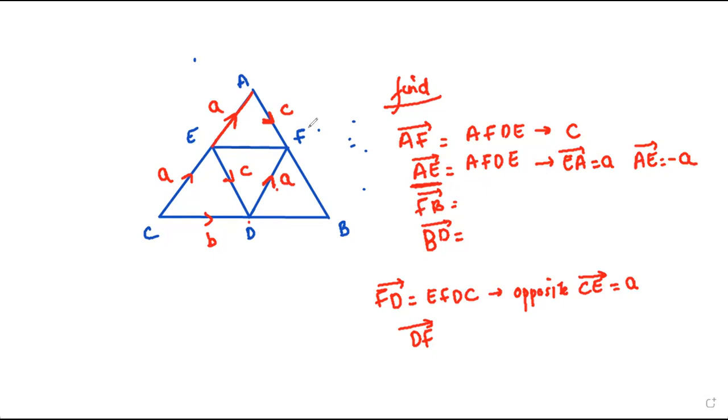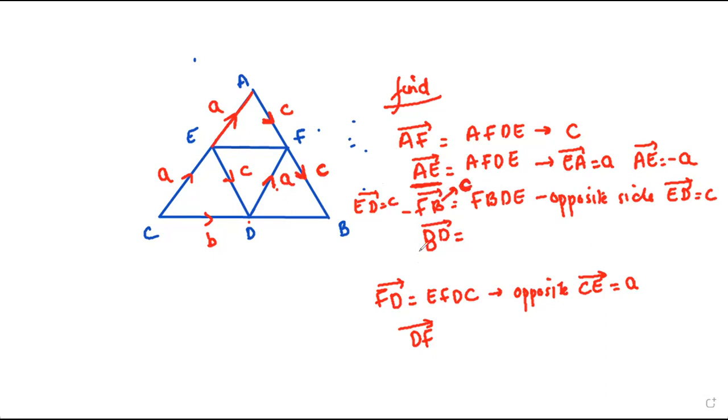Now for F to B. For F to B, which parallelogram do I have to pick? F, B, D, E. In F, B, D, E, I can clearly see the opposite side of F to B is E to D, and E to D is C. If E to D is C, then clearly F to B is C as well.